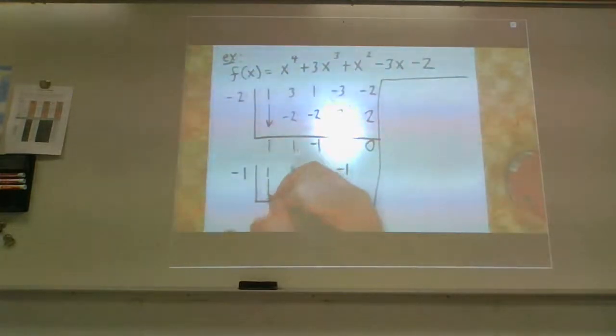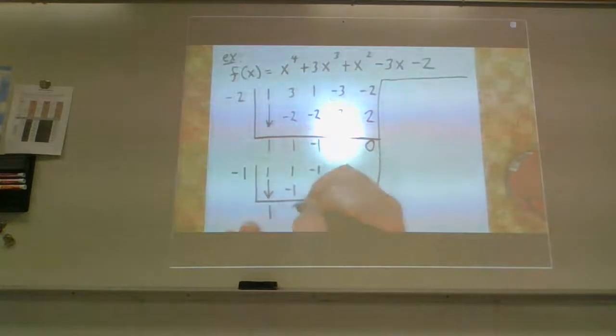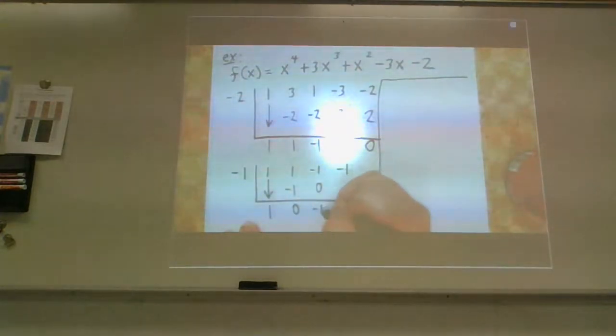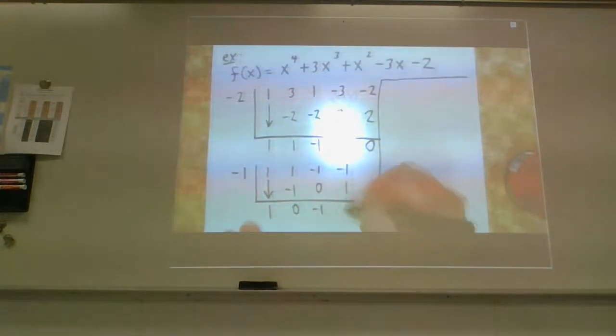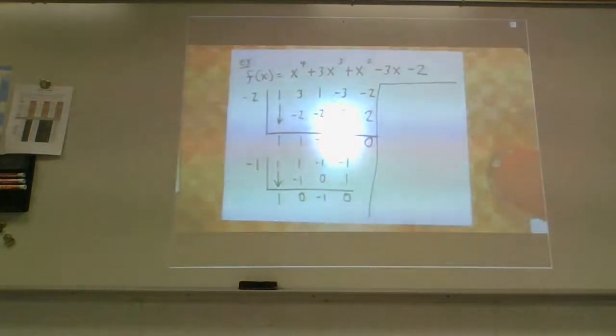Let's see. 1 plus nothing is 1. Multiply. Add. Multiply. Add. Multiply. Add. It works. Now hold on just a second. Look at the equation you have left over. There's your remainder.